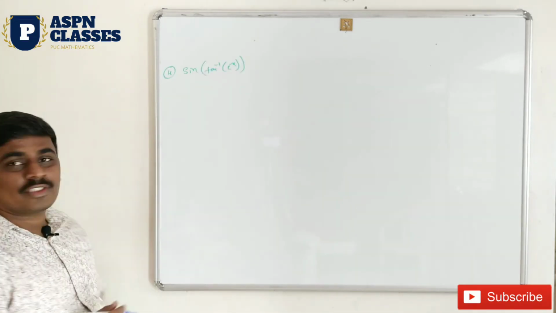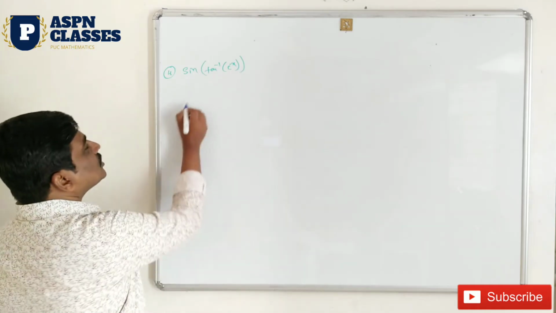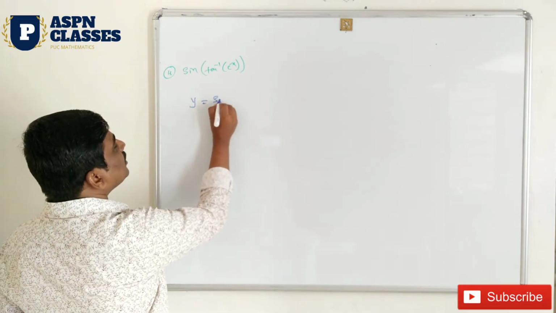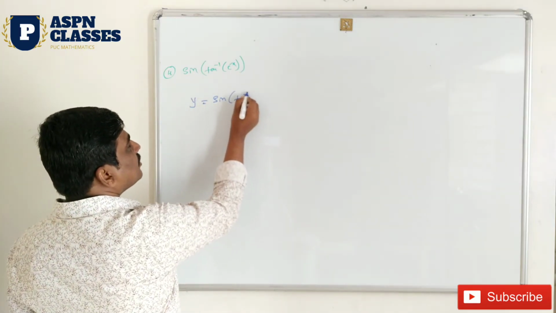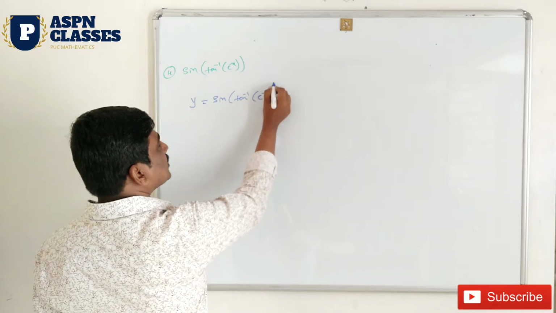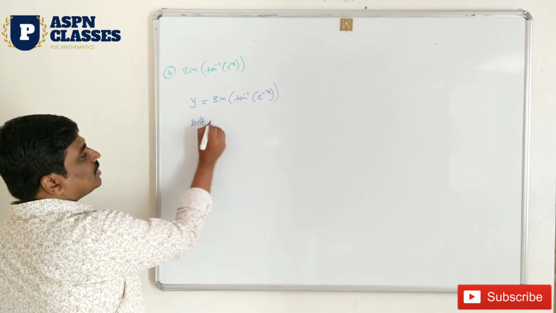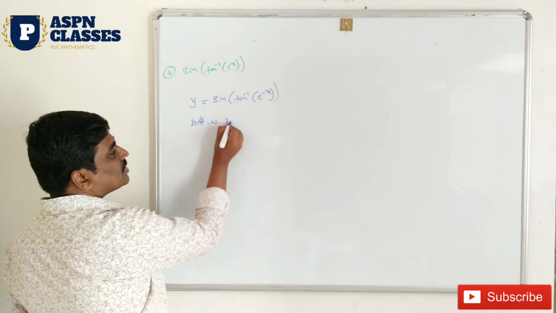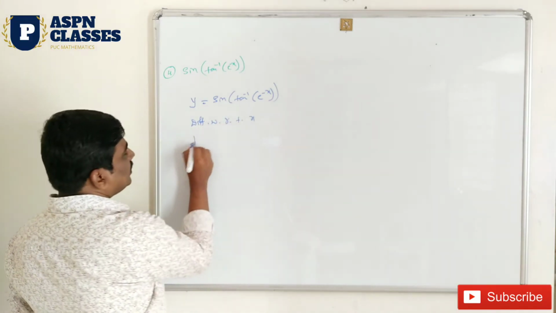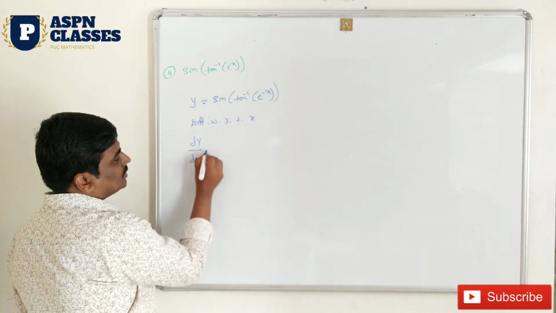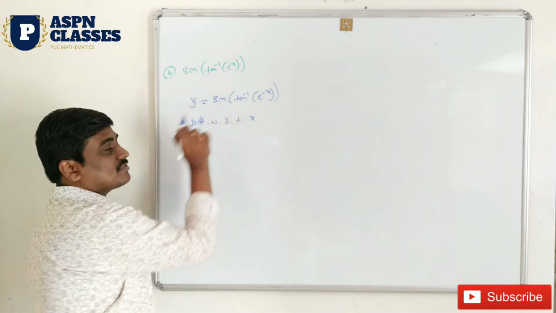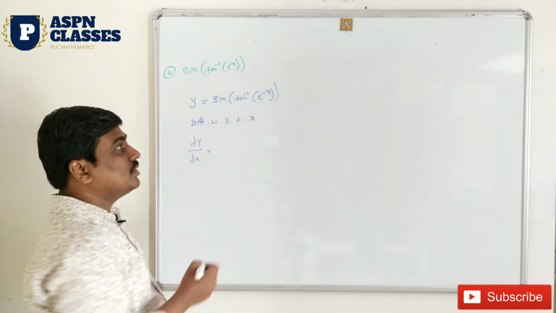Okay, next, the fourth example, observe here. What is the question? y is equal to sine of tan inverse of e raised to minus x. Carefully observe this result. First you differentiate with respect to x, dy by dx. Here also you have to differentiate the first function, and sine is the first function, so you have to differentiate it.